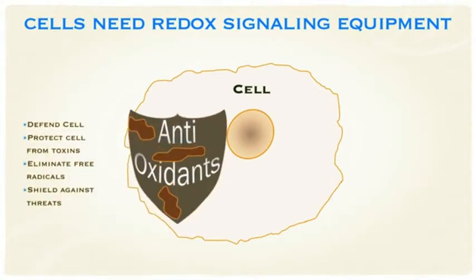The signaling equipment involves our antioxidants. These are complicated molecules that help defend our cells from toxins, eliminate free radicals, and help shield against a variety of threats. Additionally, there are membrane transport systems on our cell membrane. We can call them a mailbox that help allow for the infusion of oxygen and food and the release of waste products and metabolites.